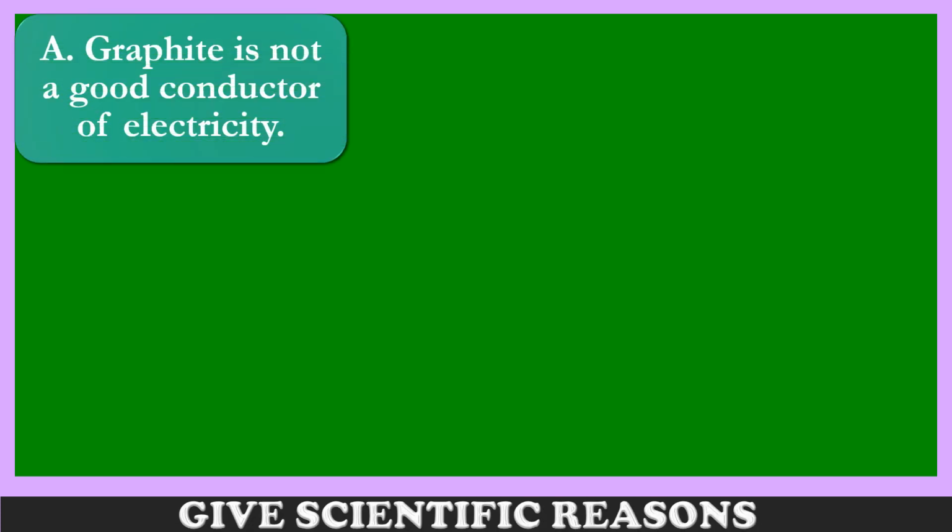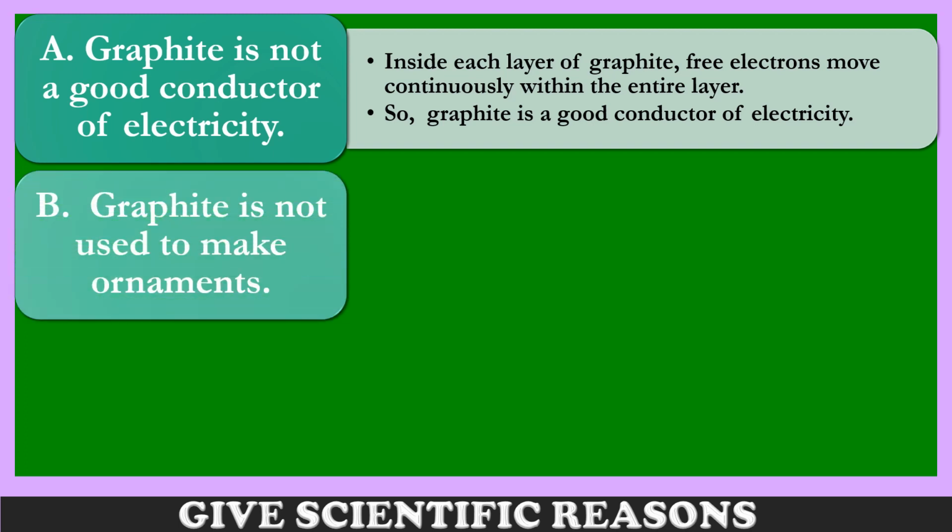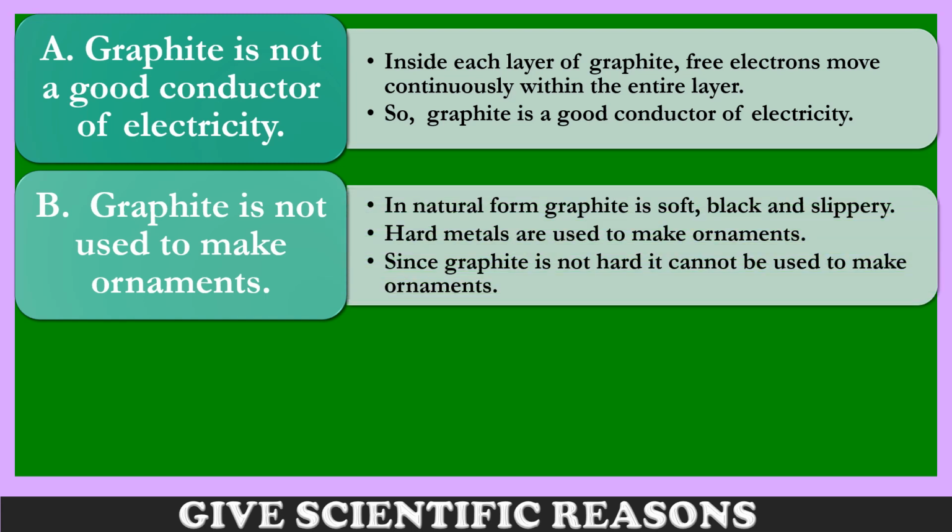Give reasons. Graphite is not a good conductor of electricity. You know this answer because inside each layer, free electrons move continuously and therefore it is a good conductor of electricity. Graphite is not used to make ornaments. Graphite is soft, black and slippery, and we need hard metals to make ornaments. Since graphite is not hard, it cannot be used to make ornaments.